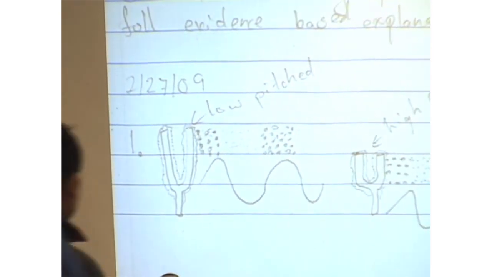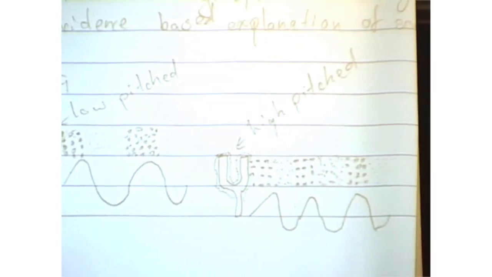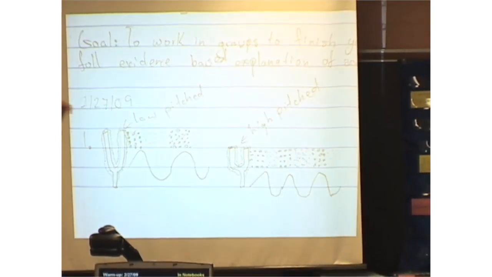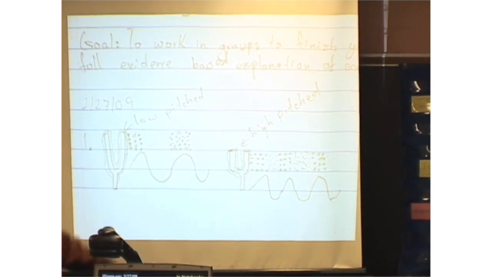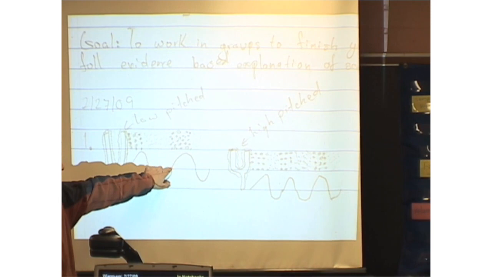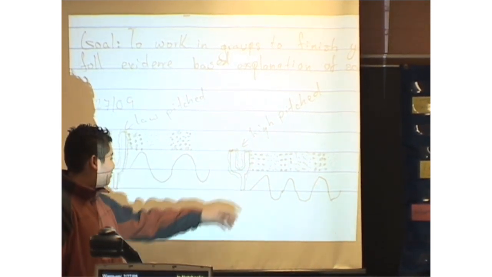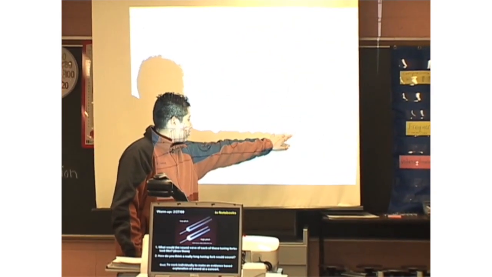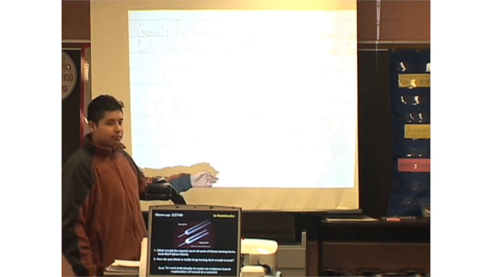Oh, so the longer one is vibrating and it vibrates slower, so the air particles move slower, so they're farther apart, which means that the sound waves are farther apart too. And the shorter one vibrates faster, which means the waves are closer together or smaller, which means that it has a higher pitch sound.